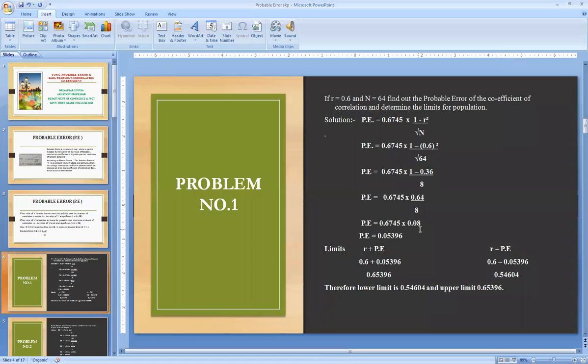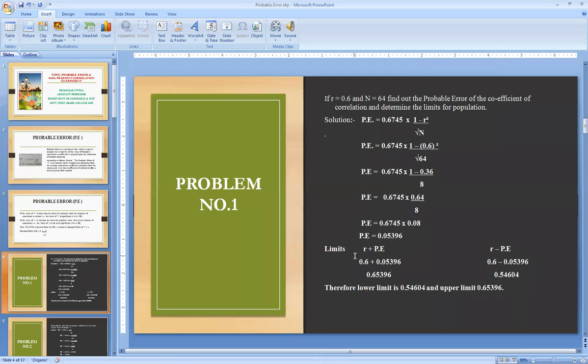Till that point it is not the value of probable error. Then again we should multiply 0.08 with 0.6745. The value of probable error is 0.05396. So this is the value of probable error. Now we should see what the lower limit and the upper limit are for this probable error.